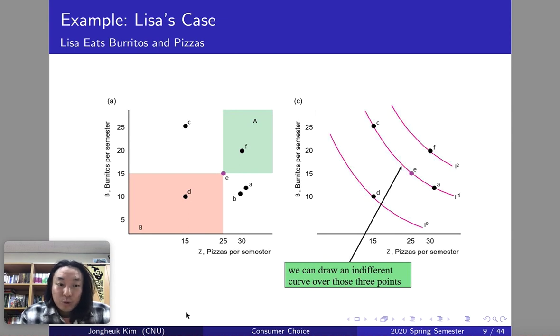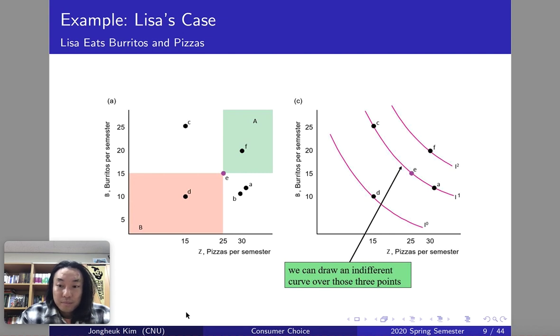So let's check the three characteristics of preference on the indifference curves. First one is completeness. It is complete, right? I2 is completely preferred to I1 and I0, so our ranking is complete. And transitivity is also satisfied. I1 is preferred to I0 and I2 is preferred to I1, so I2 is preferred to I0. So transitivity makes sense.